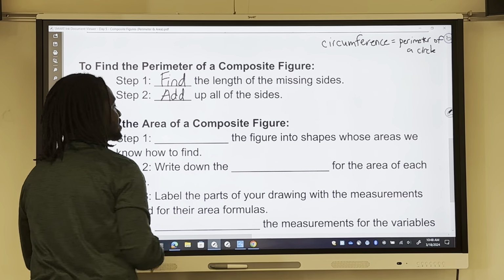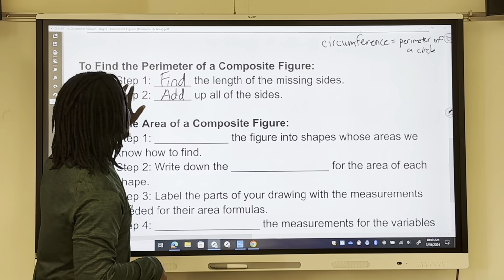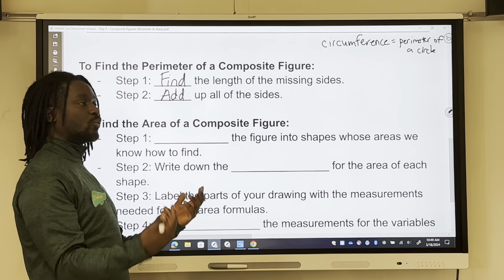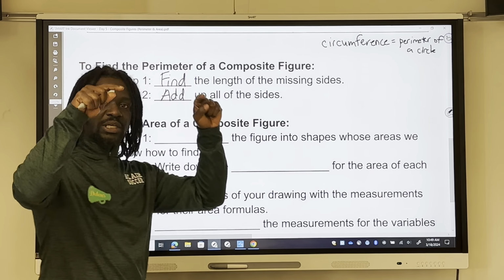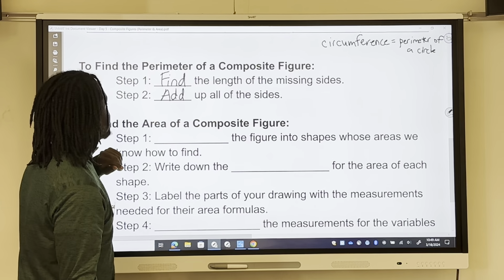Okay, most of the time you're going to be given them all, but not all the time. Sometimes they might be missing, and you need to do step one. Sometimes you have all the sides and you don't need to do step one. But you need to make sure that you have all of your sides, because you're going to find the perimeter. That's the outside. Then you need to add them all up.